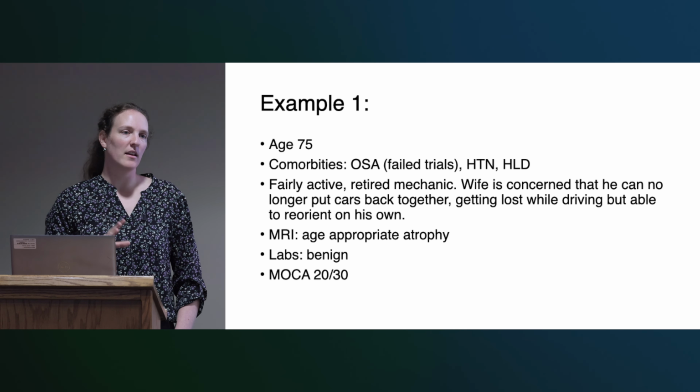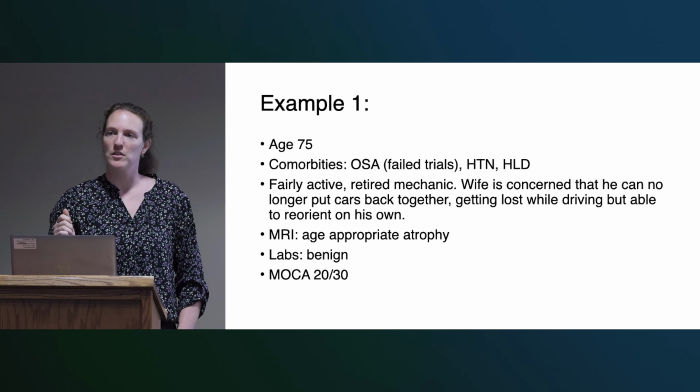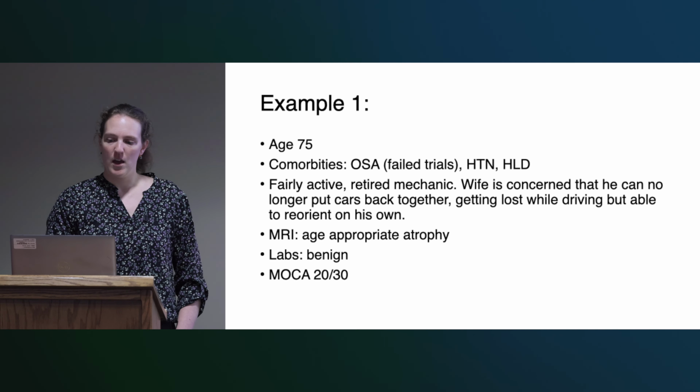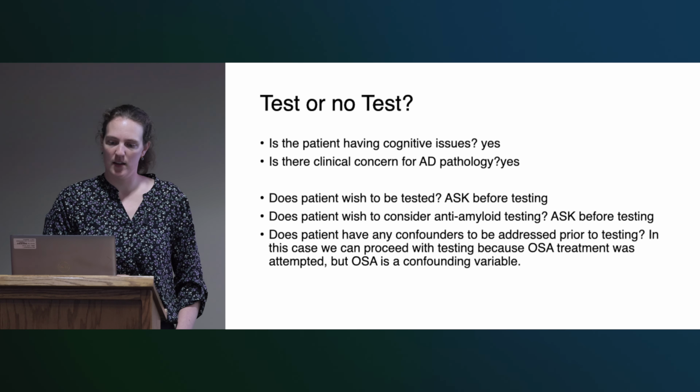We got a picture of his MRI, nothing scary, age-appropriate atrophy. Labs look fine: B12, folic acid, syphilis, HIV. All of those came back completely negative. On his MoCA score, he does have kind of low, mild cognitive dysfunction at 20 out of 30. Just for reference, it should be 26 or higher if it's going to be normal. Okay, so what do we want to do with this gentleman? Should we test or not test?